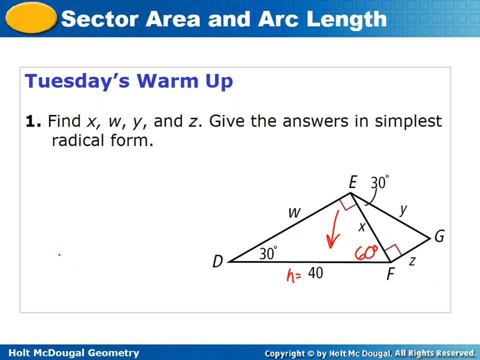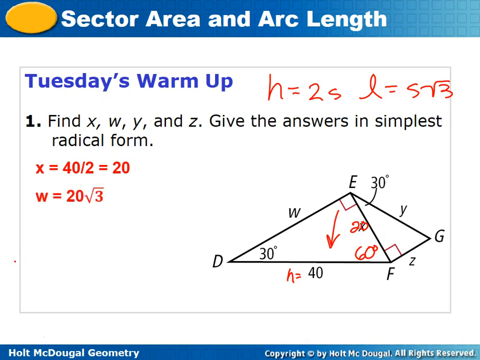And I know that we have two formulas for this. We have H equals 2S, and we have L equals S radical 3, where H is the hypotenuse, S is the short leg, and L is the long leg. So in this problem, if it tells me that the hypotenuse is 40, then the short leg has to be half of that, so it's 20. Then we can label this to be 20, and once we label that, we can just plug that into the formula for the long leg. So the long leg is W, so W is equal to 20 times the square root of 3. So we have these two done.